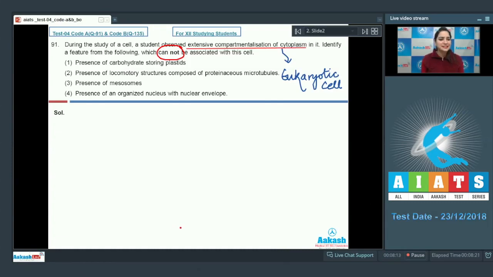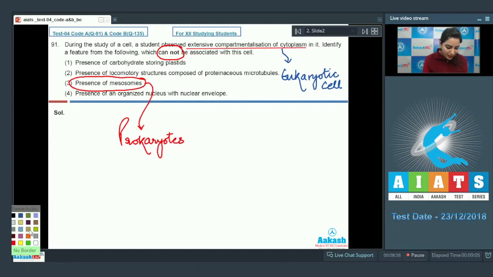The first option says presence of carbohydrate storing plastids. That can happen. Eukaryotes can store carbohydrates in the form of amyloplasts. Then presence of locomotory structure composed of proteinaceous microtubules. That's also possible, as we can have cilia and flagella, which are composed of proteinaceous microtubules. Students, please notice that presence of mesosome is a property seen in prokaryotes.